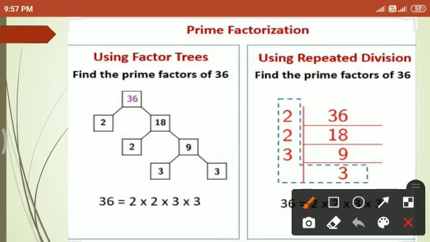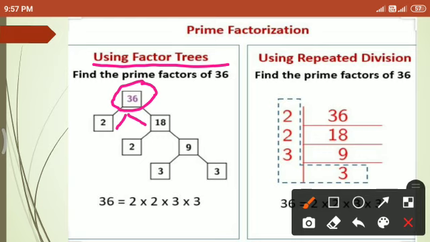Here we are using a factor tree. So how will you find out the factors? Now we have to find out the factor of 36. So how are you going to find out the factor of 36? Now 36 is divisible by which number? Means 36 appears in which table? Now 36 appears in two tables. When? That is 18s. So 2 18s is 36.